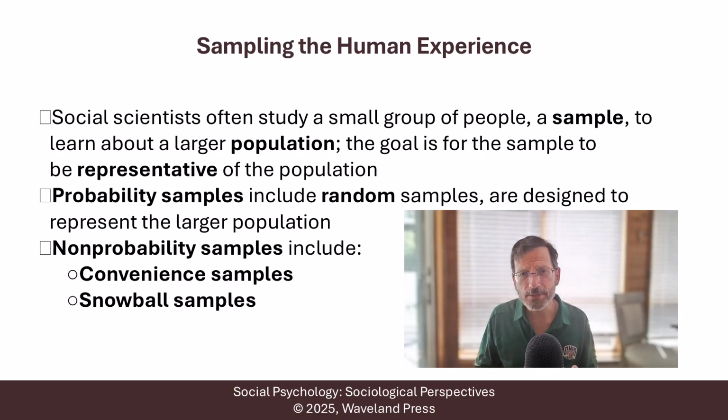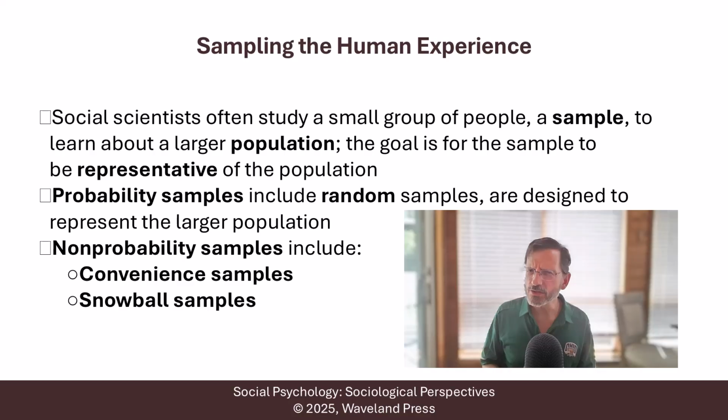There are different types of samples. There are probability samples, those that are randomly selected, and non-probability samples, or convenience samples, also called snowball samples. They each have their place in the social sciences. Probability samples are essential if we want to take our sample and apply it to the rest of the human population. These are very expensive and hard to come by, which is why we don't always do them.